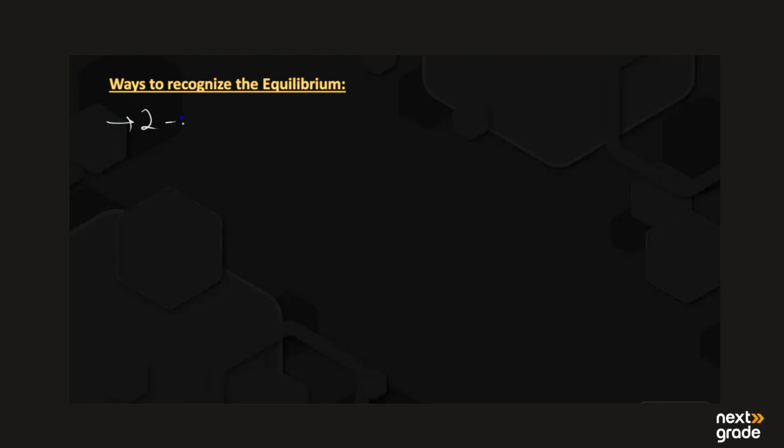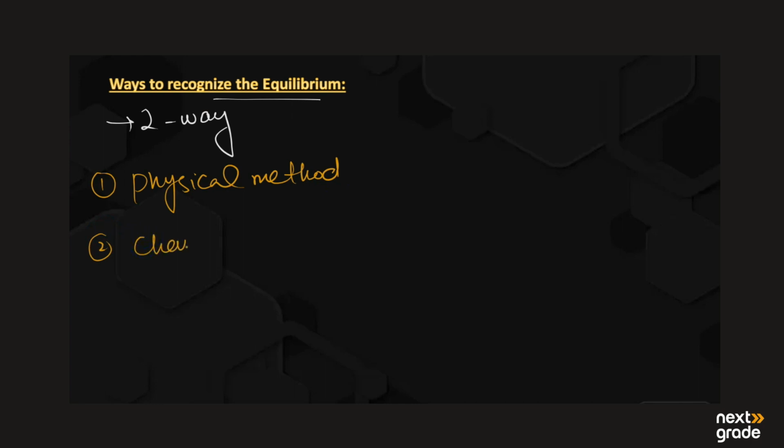basically there are two ways to recognize the equilibrium. The number one way is the physical method, and the second way is the chemical method. Next, these physical and chemical methods have specific processes. Now, what are these processes and how can we identify them? Let's have a look at this.